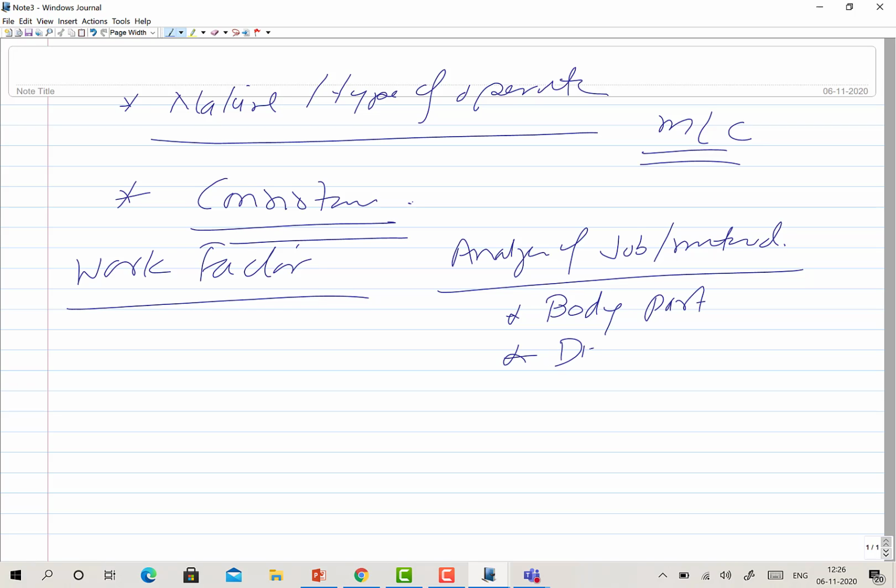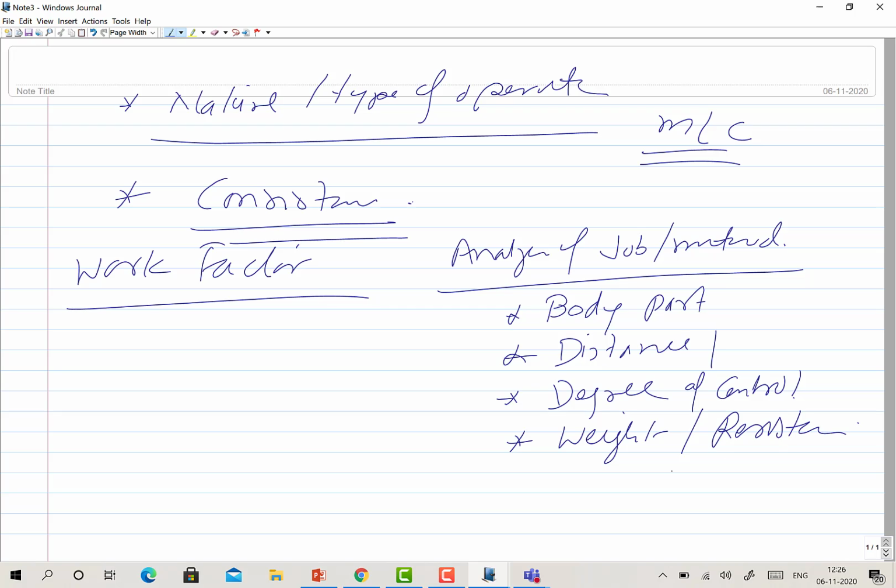Then the second is the distance to be traveled by a body member during the performance of the job. Third is the degree of control needed, like whether there is a free movement, or a very restricted or precise movement, or a definite stop or start. And the fourth one is the kind of resistance or weight to be handled, that will be imposed on the movement of the body parts during the work.